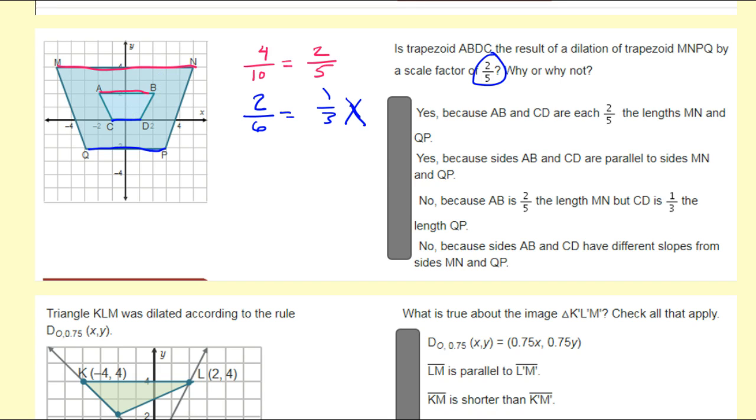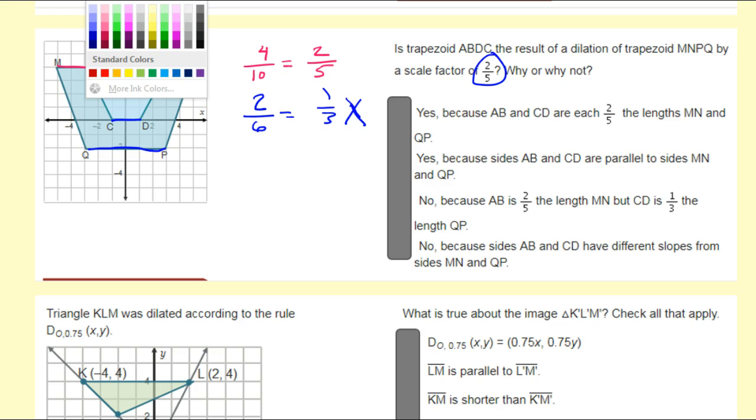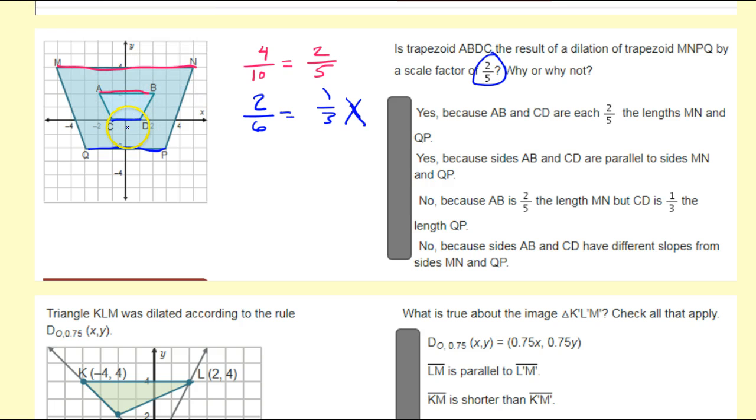Okay, so let's see, how will I mark these? So I guess everything that turns out to be a no, I will mark in blue. All right, so those are a scale factor of 2/5, but the CD and the QP, that's not 2/5.